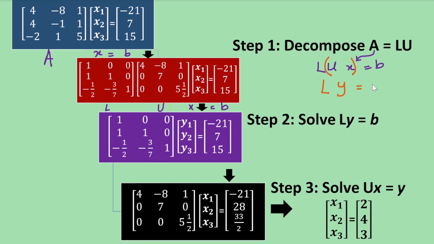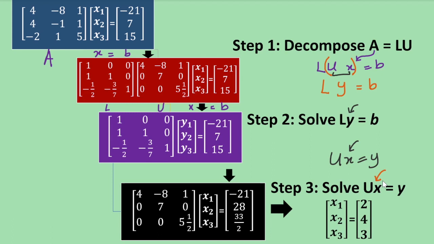In the second step, you would solve the linear equation LY equals B. And remember, the objective of solving your linear equations is to find the values of x1, x2, and x3 here. And so, to find the values of x1, x2, and x3, we need to solve for the matrix X. And so, we use this equation here, UX equals matrix Y, to find the values of x1, x2, and x3. In step number 2, we would find matrix Y using the forward substitution method. And in step number 3, we would find matrix X using the backward substitution method.